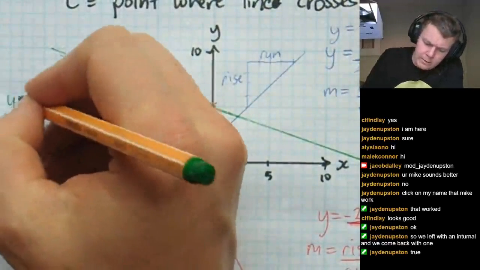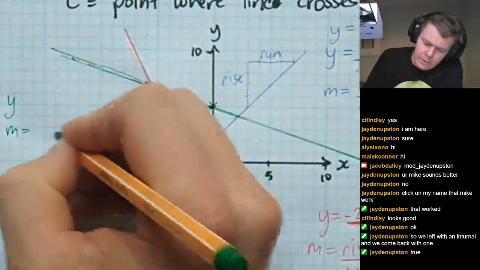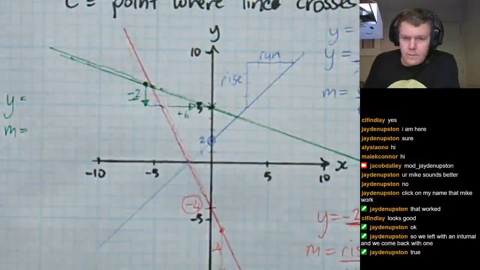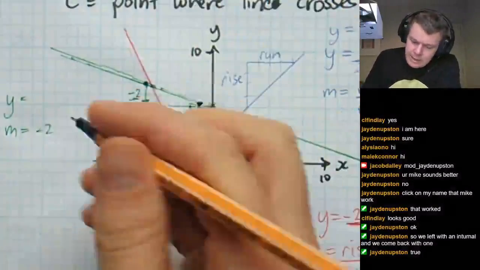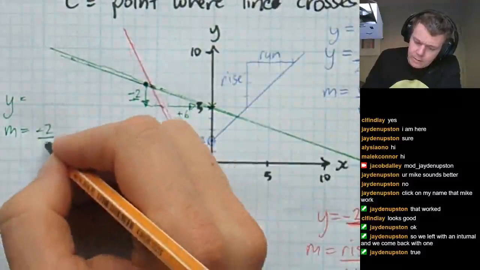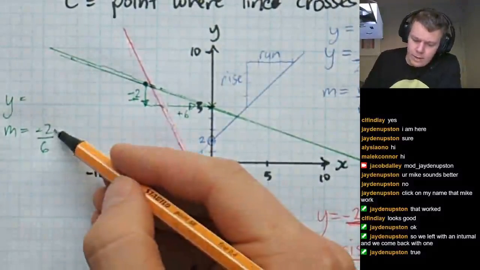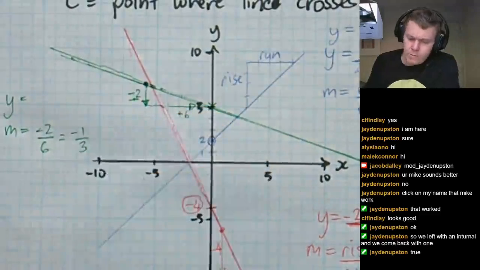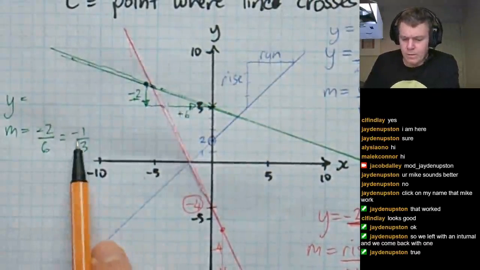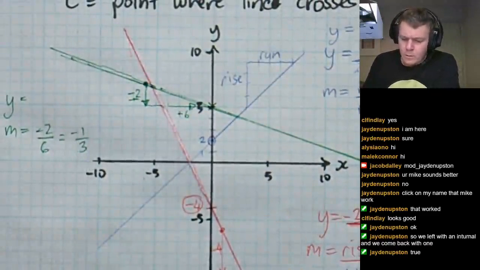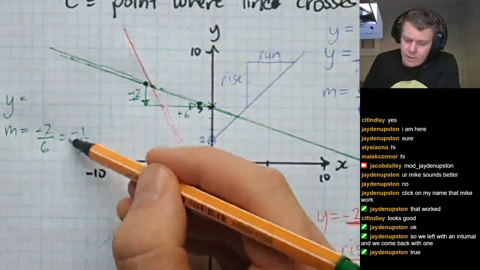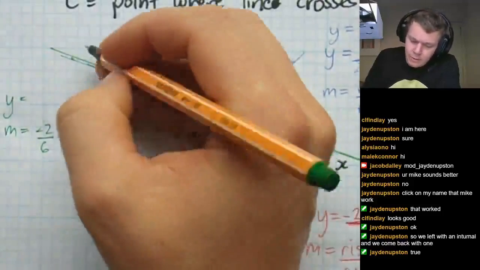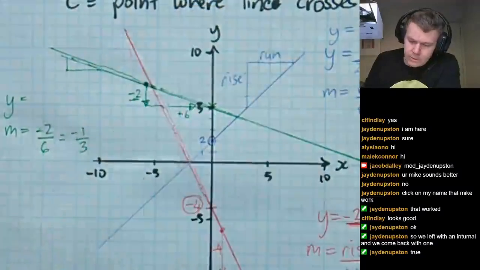So for our green line, our gradient equals our rise, which is negative, so we've got -2. Going down is negative, and then across 6. Rise over run is equivalent to -1/3. So -2/6 is the same as -1/3. Quite often you'll get your gradient as a fraction, but you can think of it as: for every one it goes down, it goes across by 3. So down 1, across 3.